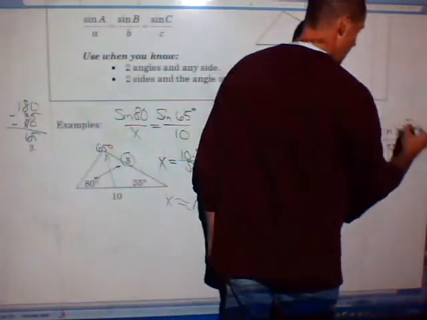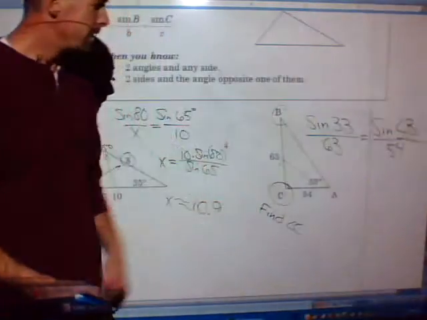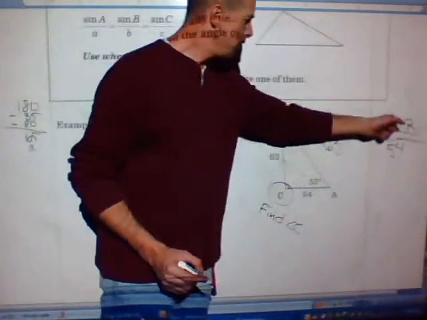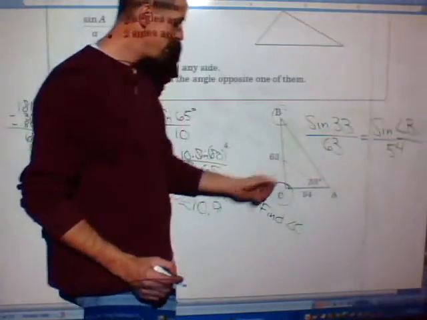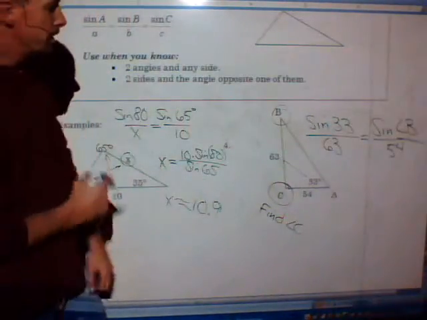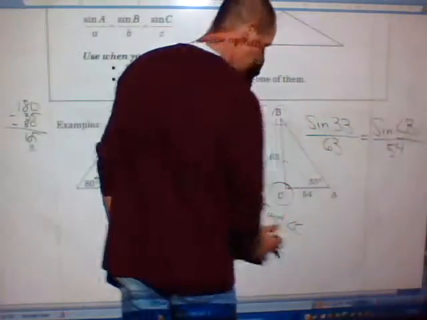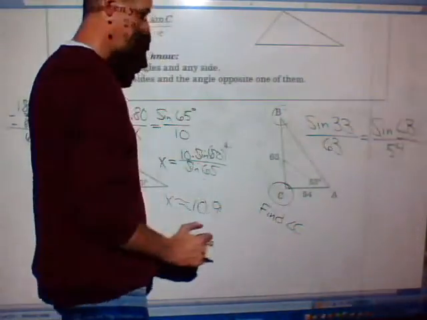Now you say, well, we weren't looking for B. We were looking for C. Well, if you know B, can you find C? We sure can, because all three angles have to add up to 180. So in this case, if we find B, we can subtract from 180 and we can find C.